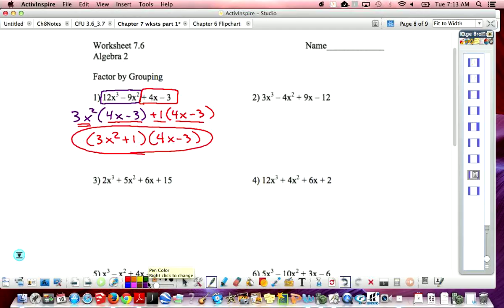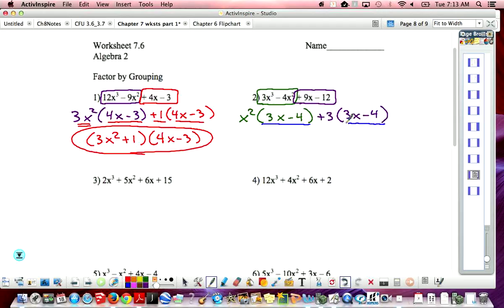Alright, let's take a look at number 2. Same process. Factor the first two together. What do they have in common? Well, they just have an x squared in common. I'm left with 3x minus 4. Then I take a look at what the next two terms have in common. 9x minus 12 has a 3. I'm left with 3x minus 4. Now notice how these two terms are the same. So I have x squared plus 3 sets of 3x minus 4's. I have number 2 done.